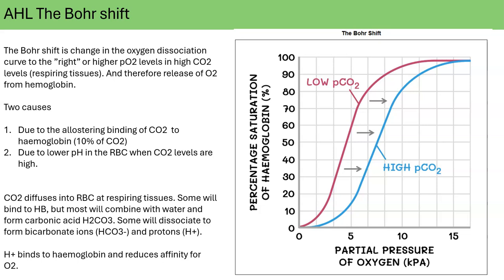And those are the main two reasons why the Bohr shift happens. The Bohr shift is something that happens to your blood when it gets to the respiring tissues where there's a lot of CO2, and it helps unload the oxygen further, so your cells can do aerobic respiration. And that's really neat, isn't it?